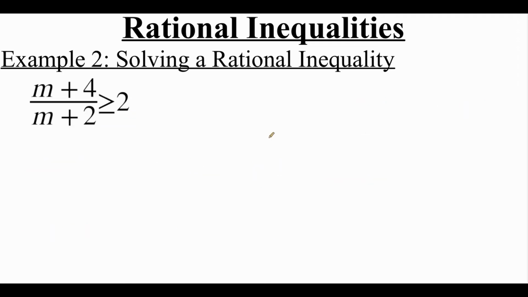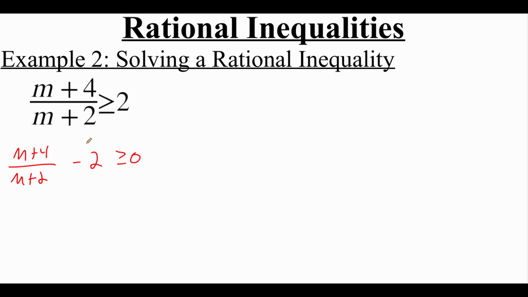As we're looking at this example, we've got m plus 4 over m plus 2 is greater than or equal to 2. The first thing I notice is that we don't have 0 on the right-hand side, and we want to get 0 over there, so I'm going to subtract this 2 over to the left-hand side. So we're going to have m plus 4 over m plus 2 minus 2 is greater than or equal to 0.